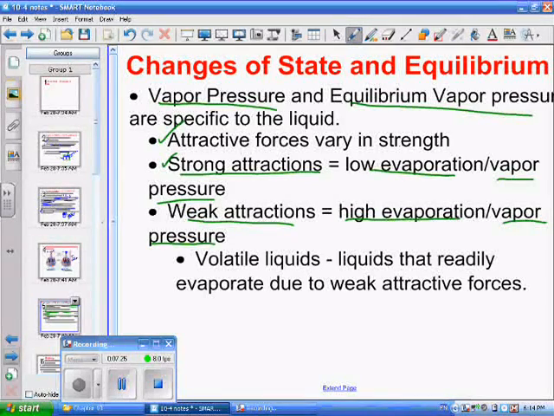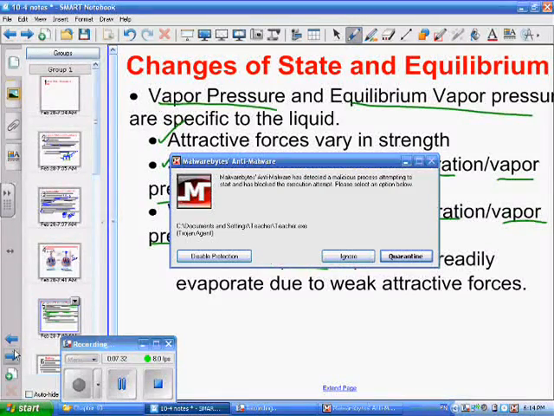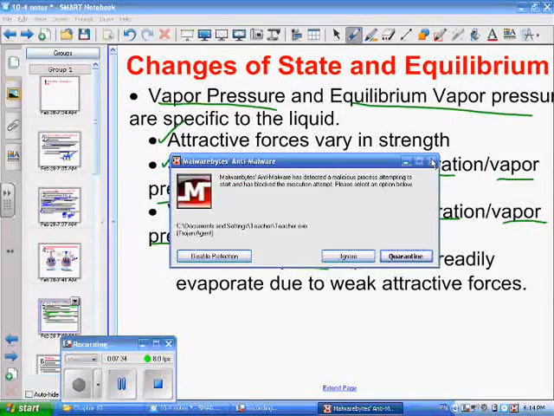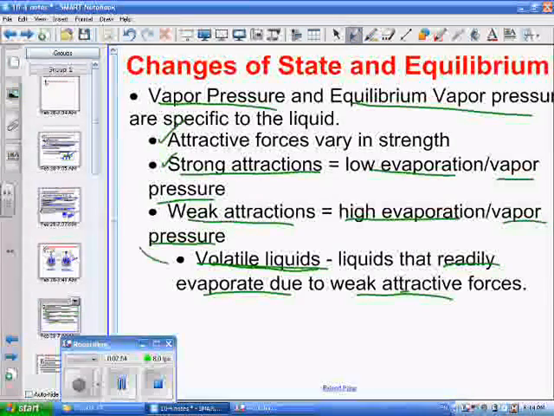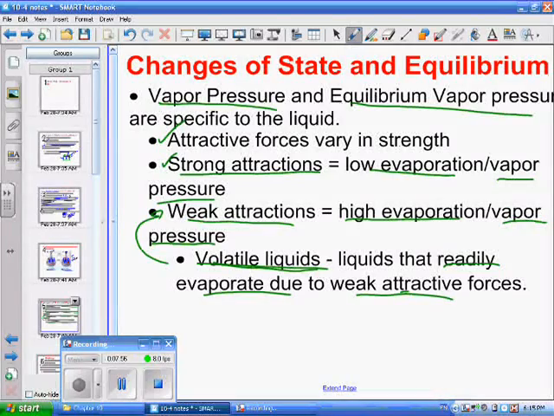The last thing about some of these changes of state is a volatile liquid. A volatile liquid is not something that blows up, although it is somewhat synonymous. Anyway, a volatile liquid is not explosive. It is something that evaporates very quickly. So liquids that readily evaporate due to weak attractive forces. Weak attractive forces right here are going to be volatile.